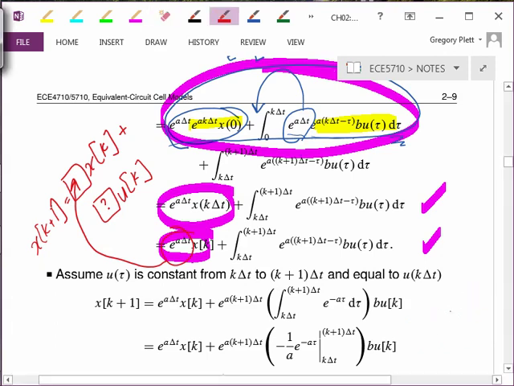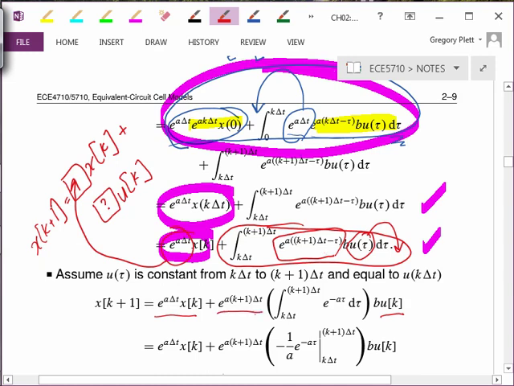So with this assumption, we are going to look at that part of the equation. So the first part of the equation remains unchanged. But if u of t is constant from k delta t to (k plus 1) delta t, it comes outside. And so I just have u of k outside of this. And then inside of this, there's a lot of things in this exponential that are not functions of tau, and one thing that is. So I break up that exponential into this part, which is not a function of tau, and this part, which is.